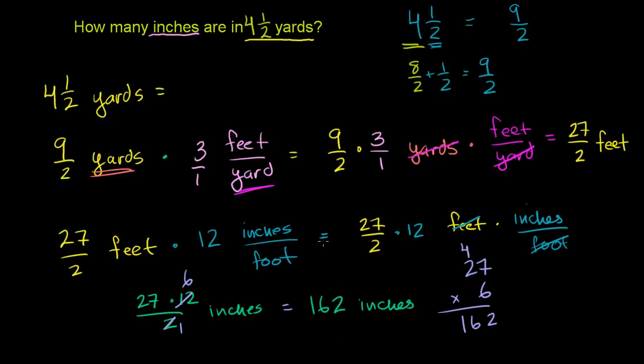inches, which makes sense. 4.5 yards, that gets us to this number right here. 27 divided by 2 is 13.5 feet. You multiply that by 12, it makes sense. You're going to have a bunch of inches, 162 inches.